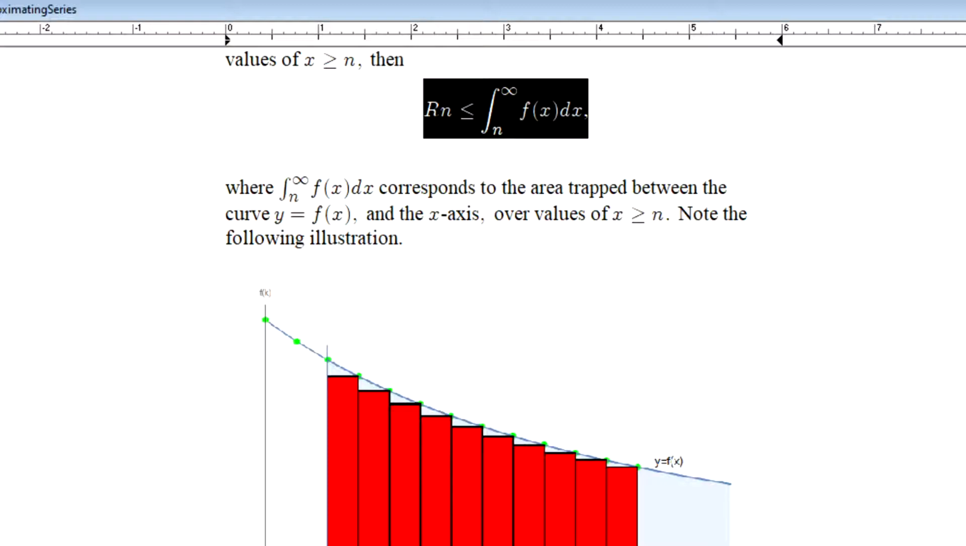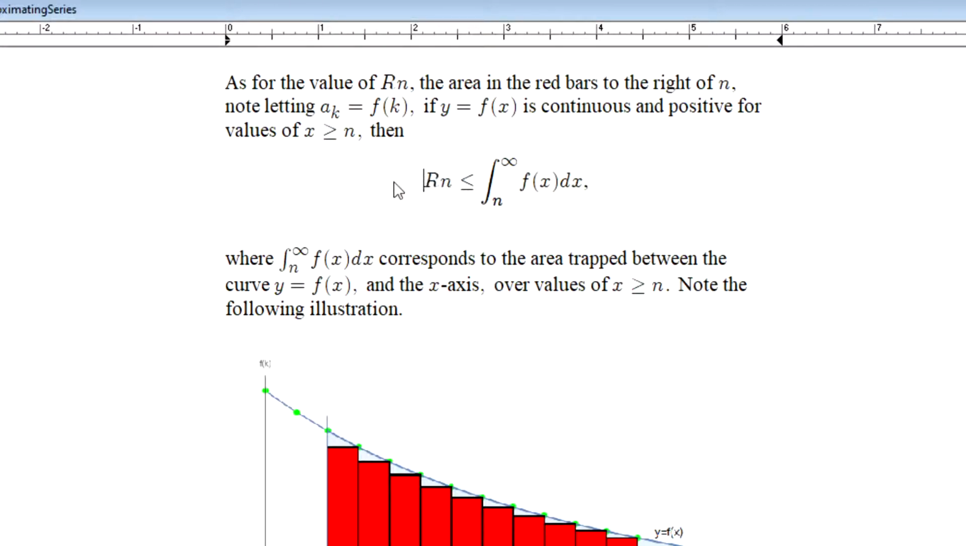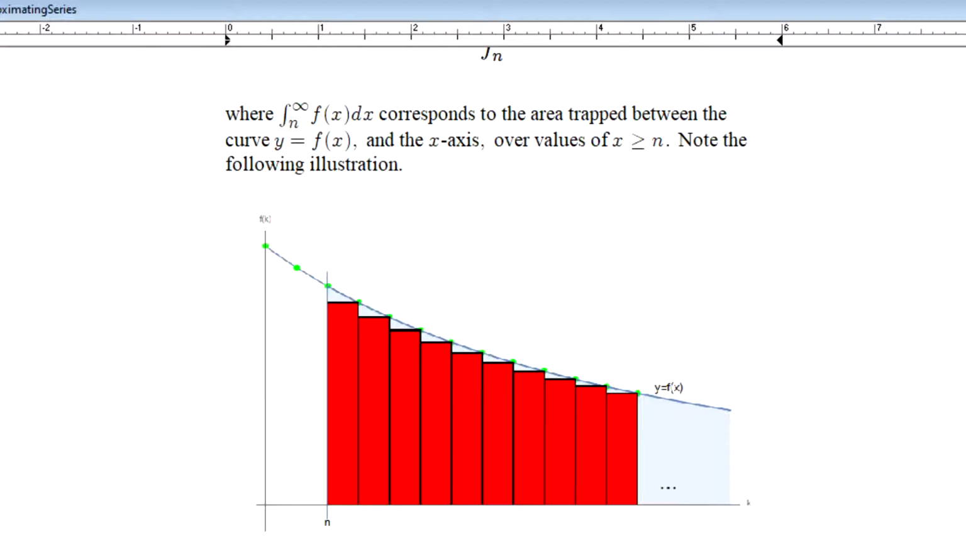Right? So that is the right-hand side being proved in that result for R sub n. When we think about approximating the area in these infinite number of red bars, we're just going to use the functional description of our series, f, and consider integrating starting at the value of n and continuing up to infinity.